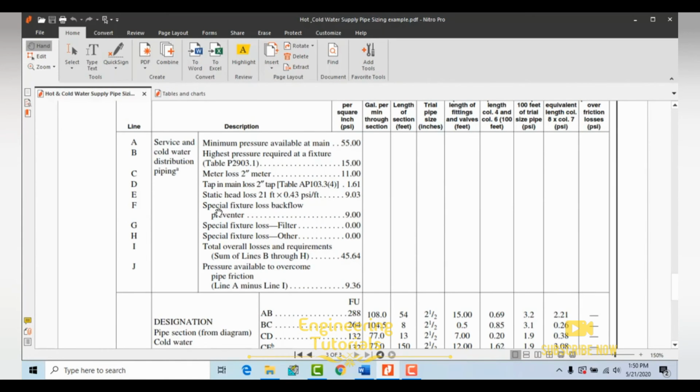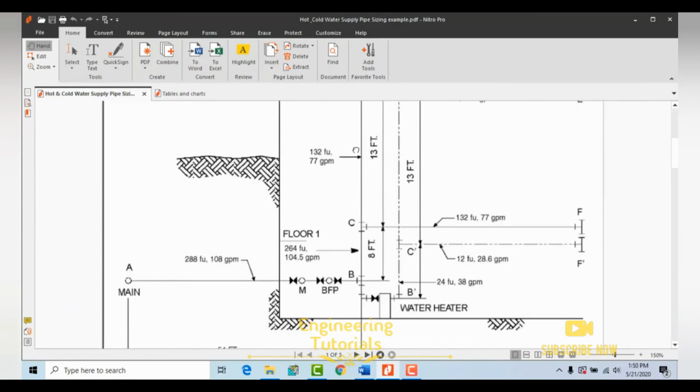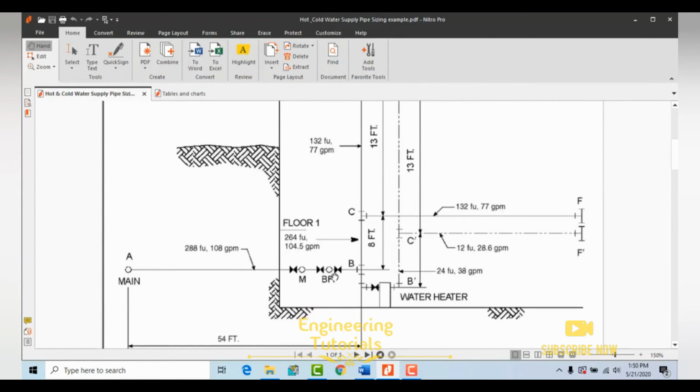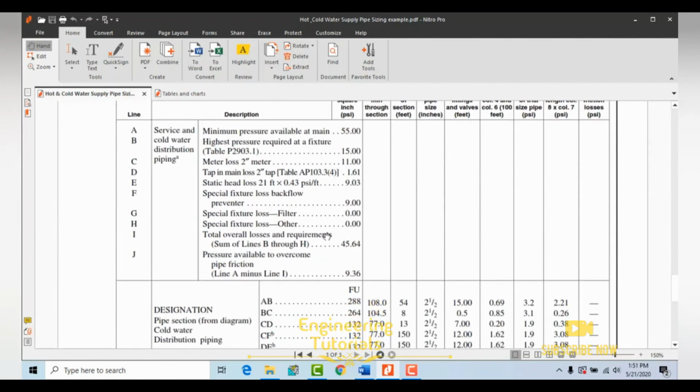And then we have a special fixture loss like the backflow preventer. You can see in the drawing we have one backflow preventer over here, and this is a 3-inch backflow preventer. We need to get the pressure loss or friction loss value from the supplier. So we get this value from the supplier, that is 9 psi. And if you have any other special fixture loss, like a filter or water softener or anything, you need to mention these losses over here.